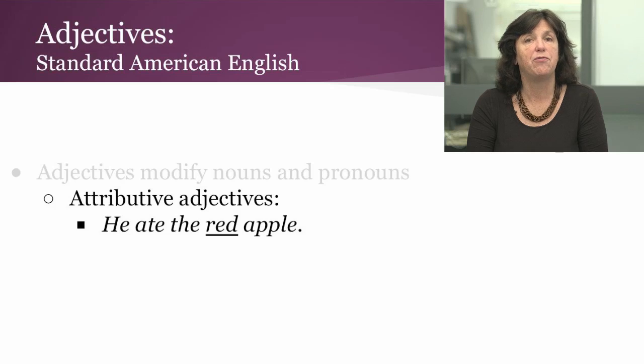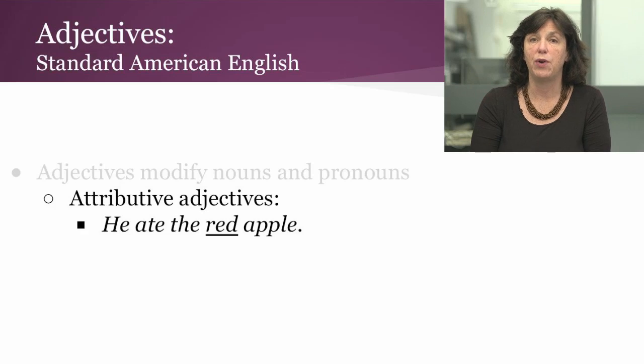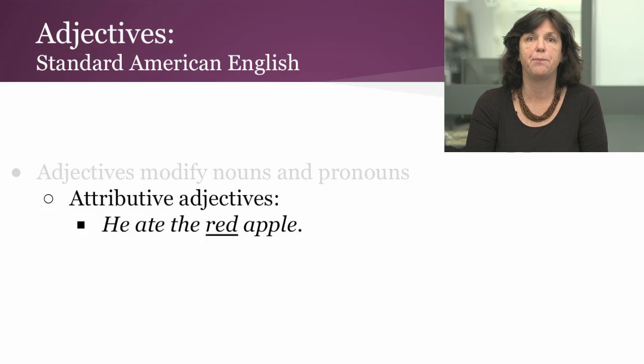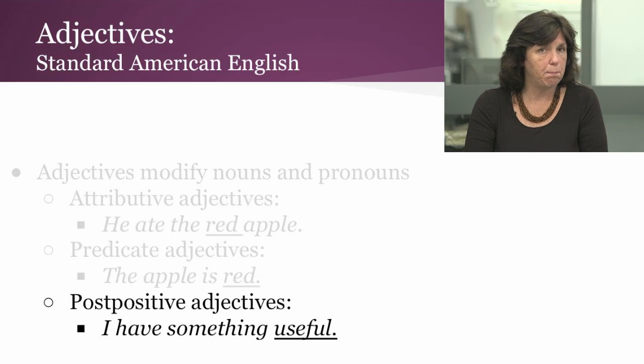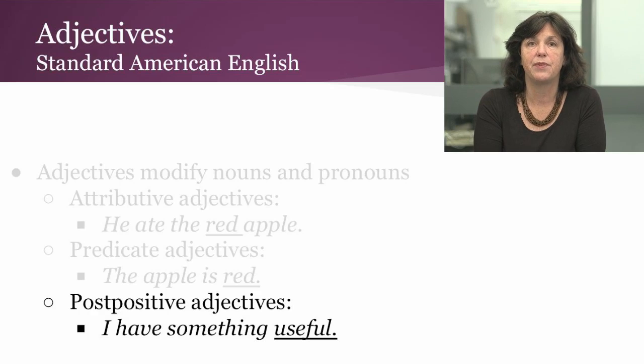Attributive adjectives occur before the noun, as in, he ate the red apple. Apple is the noun, and the adjective red occurs before it. Predicative adjectives occur after the copula, as in, the apple is red. We have our copula is, and then our adjective red following it. We also have postpositive adjectives, where the adjective occurs immediately after a noun, as in, something useful. Something is our noun, and useful is our adjective.